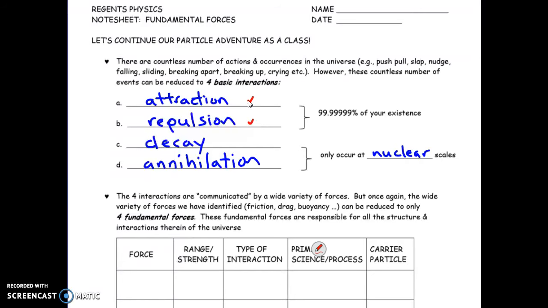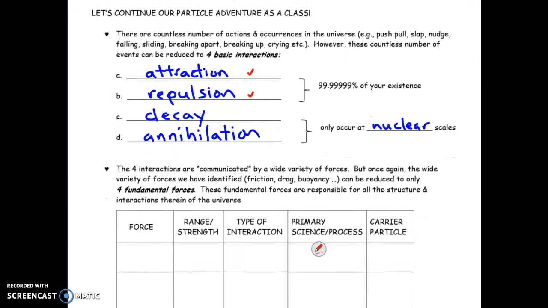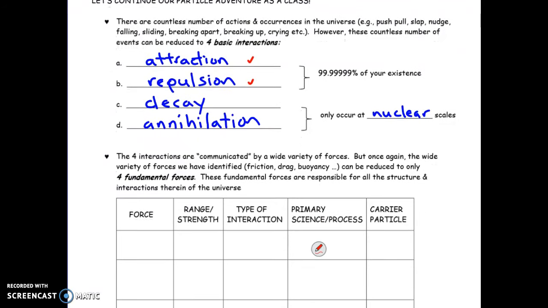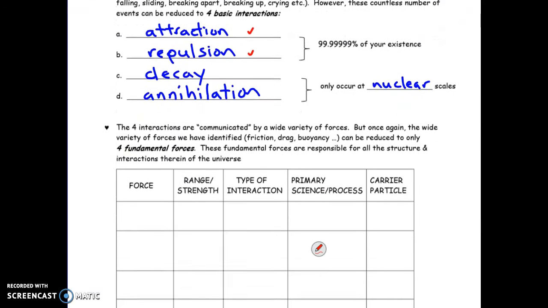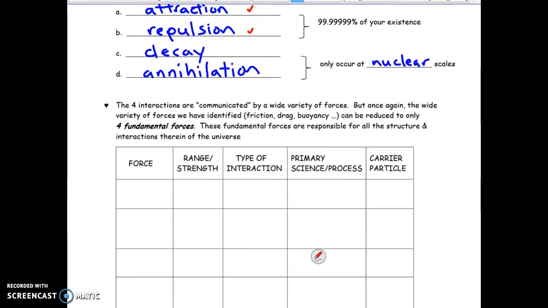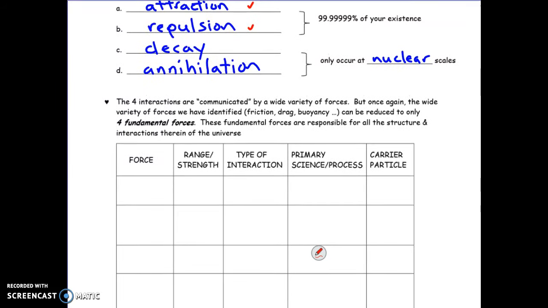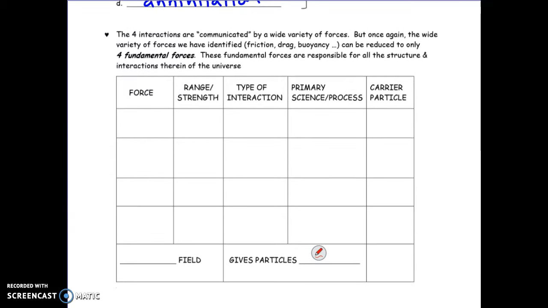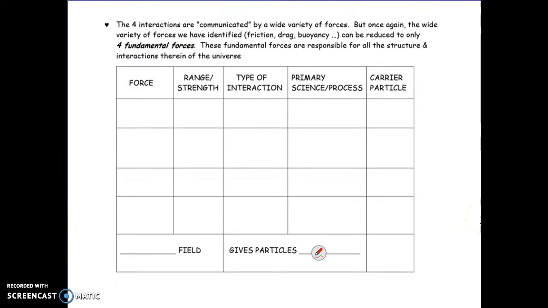So almost everything that you do, in fact, pretty much everything you do is a result of an attraction or repulsion. Okay? Decays and annihilation are only at the nuclear level. So if you come across something that is everyday normal, you can be pretty darn sure that it's not going to be a decay.